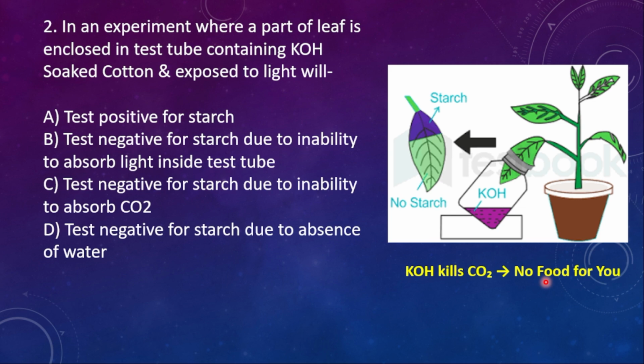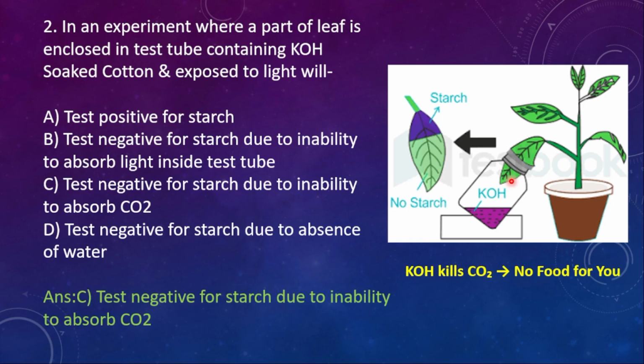This is a short trick you can remember. If KOH is exposed to the leaf, it will test negative for what? Starch. Because of what? Because of the inability to absorb the CO2. So option C is right. Here the absence of CO2 means there is no starch, so there is a negative result. So this is the experiment of a leaf enclosed in a test tube containing KOH.